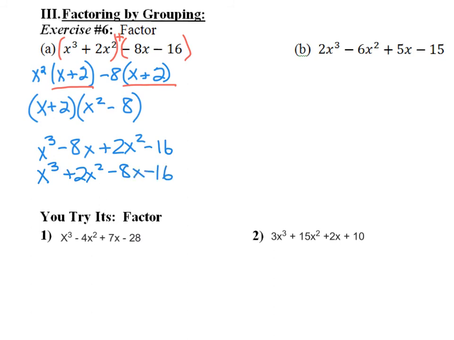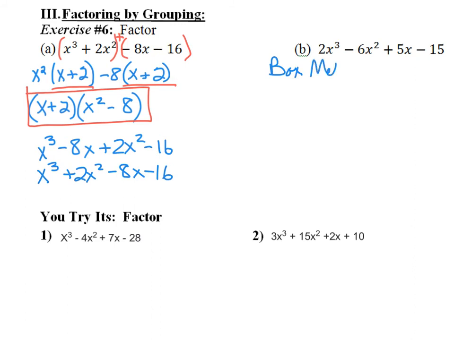So I know that in factored form, this polynomial looks like x plus 2 times x squared minus 8. Now, this was probably the method that you were introduced to in Algebra 1. So in the second example, I'd like to introduce you to what we call the box method.